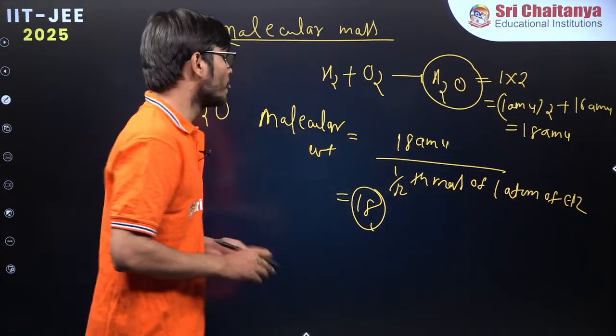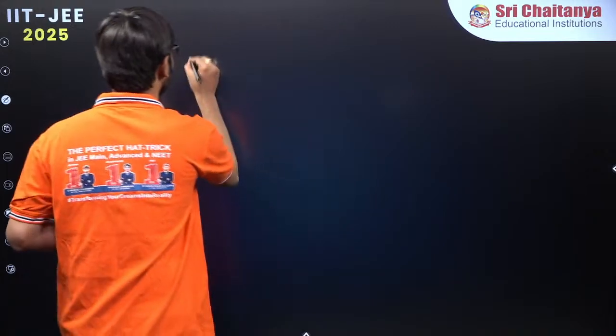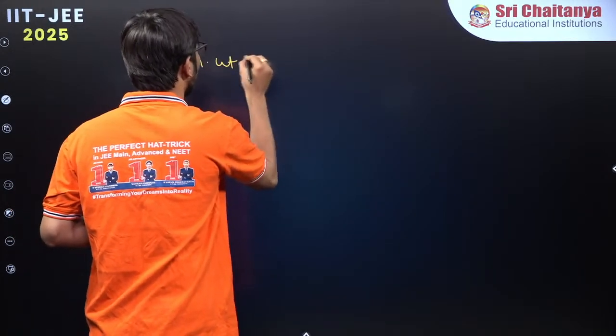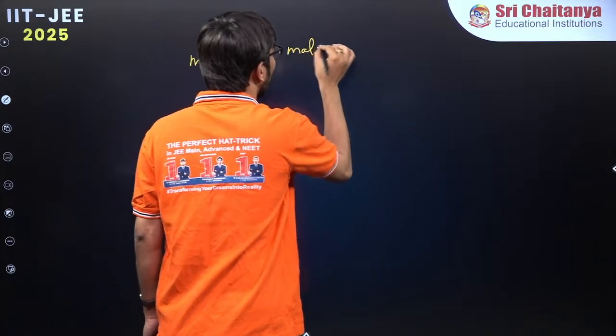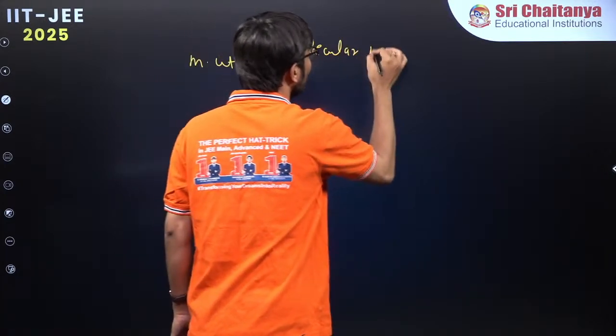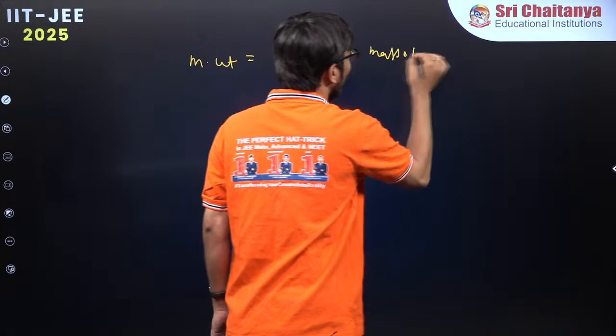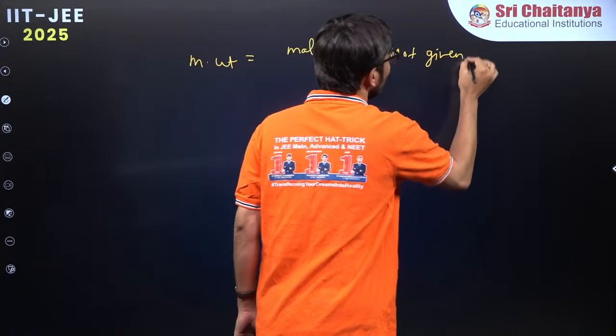Okay. So if I want to write the formula, what will be the formula of molecular weight? Molecular weight is equal to molecular mass of the given molecule.